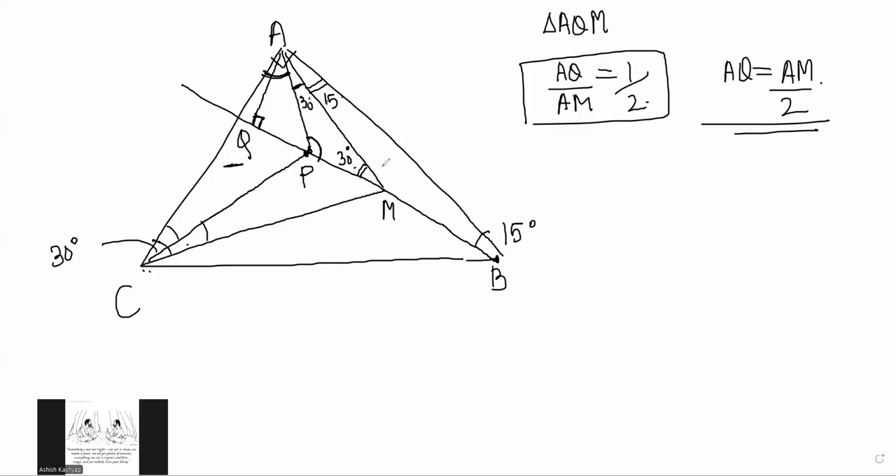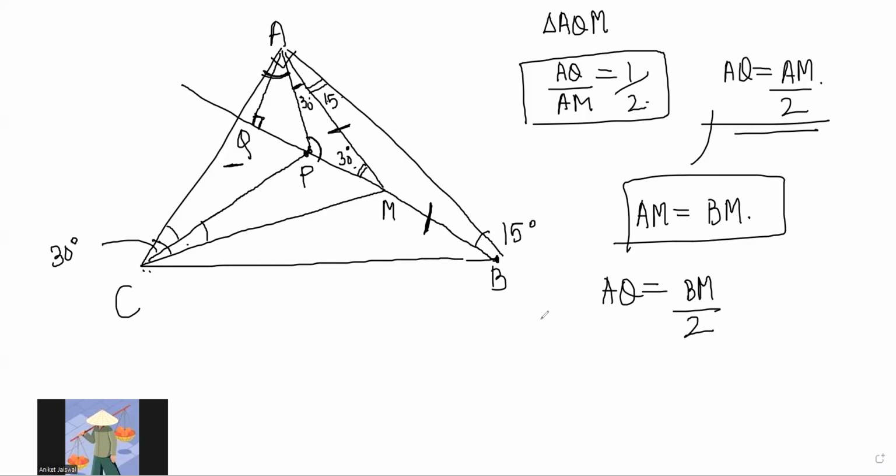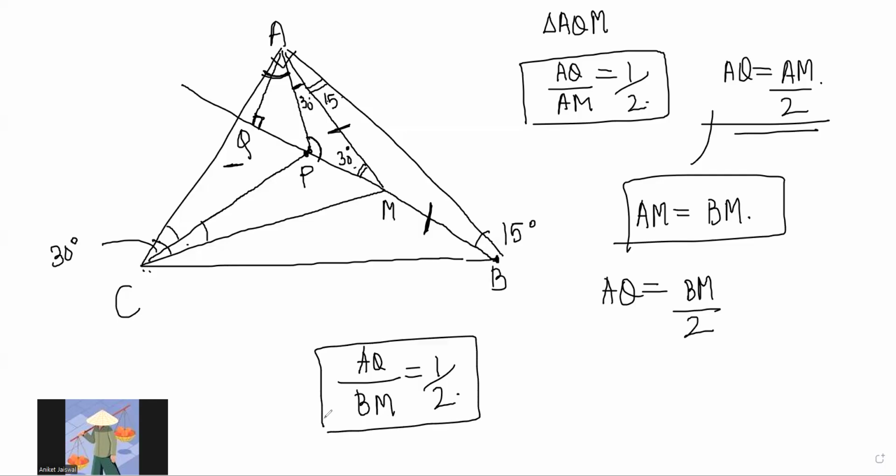So we know that angle BAM is 15, and therefore AMB is isosceles, right? So AM is equal to BM. Great. So therefore AQ is equal to BM by 2, right? Combining these two, we are getting AQ by BM is equal to 1 by 2. Basically, the second part of the question depends a lot on whether you did the first part or not. If you did the first part, then the second part is totally doable. You just need to draw a right angle triangle.